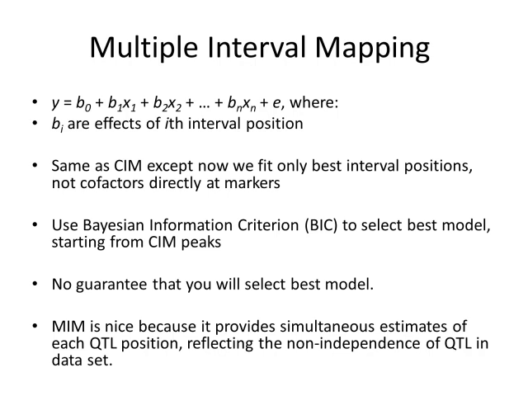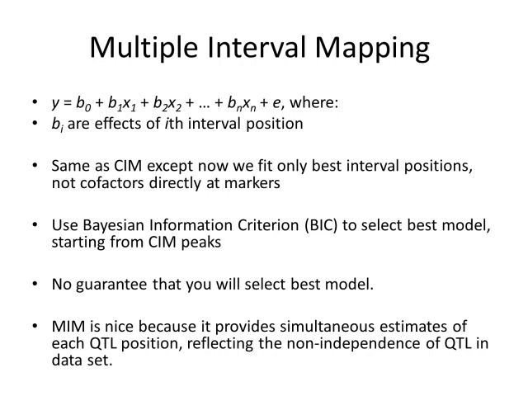And the idea here is very similar to composite interval mapping, but instead of fitting the effects of a series of marker cofactors and then testing interval positions, we just go ahead and fit the effects of multiple interval positions simultaneously. So this is similar to CIM, except now we are fitting only the best interval positions, not these cofactors directly at the markers. It may turn out that the most likely position of a QTL is directly at a marker, but that would be coincidence. We don't force that to happen as we did in composite interval mapping in terms of selecting cofactors.